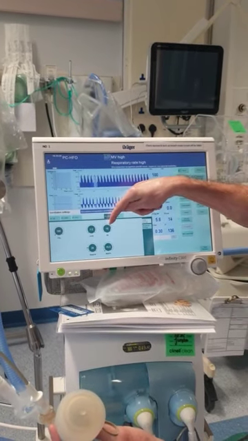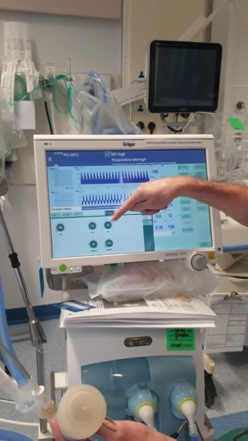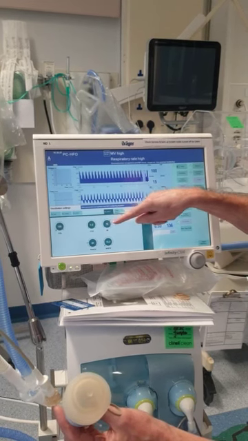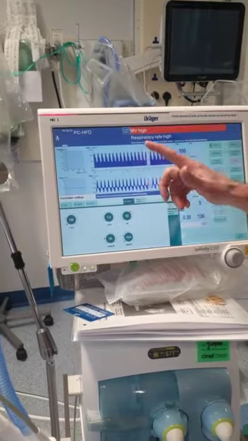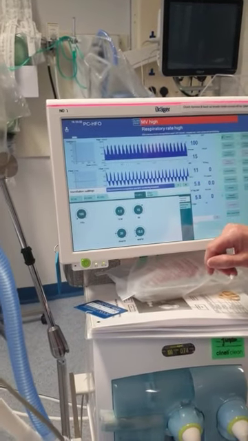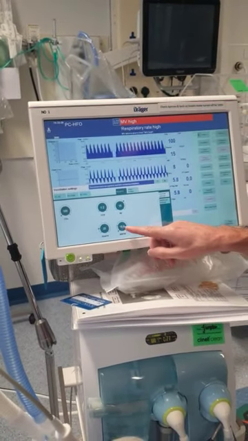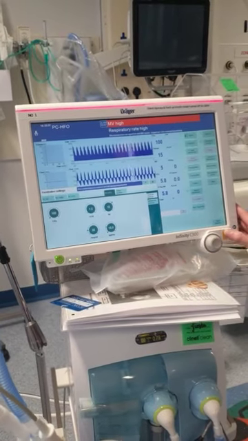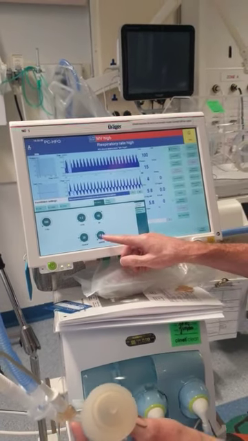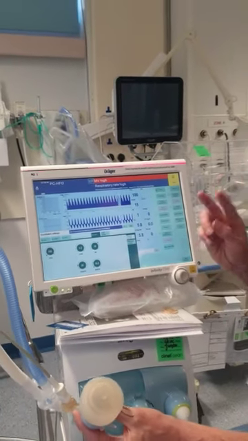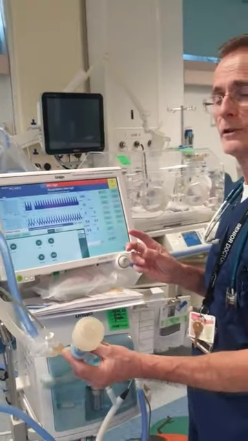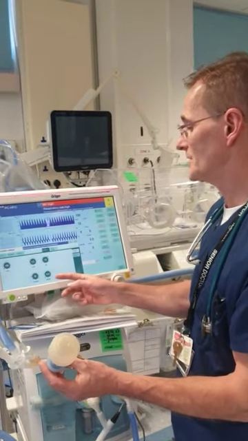This is the frequency in high frequency. It's currently set at 15, which is our default in the unit. That's 15 hertz, and that's fine for a small baby. For a larger baby, we might want to go to 10 hertz. This is the mean airway pressure, and we'll notice it's 15. So that's the mean distending pressure in oscillation, and that is actually 2 centimeters above what it was in conventional ventilation. That's what our machine defaults to.